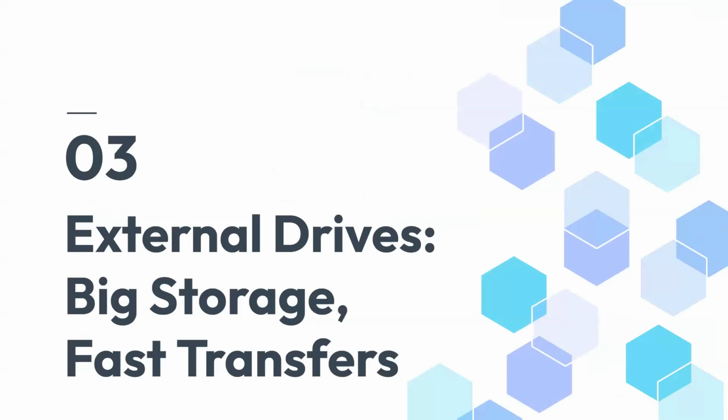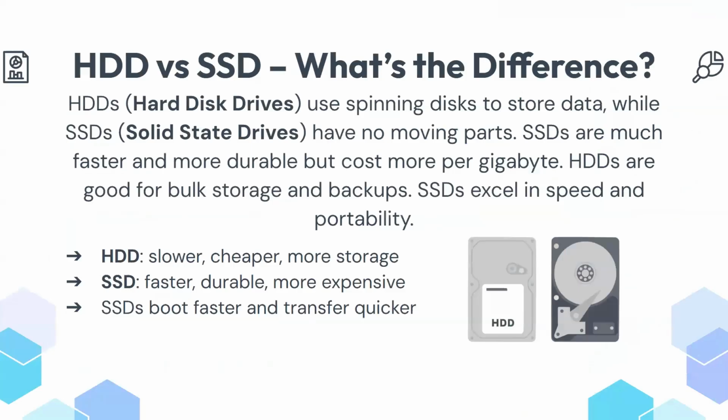So external drives: big storage, fast transfers. HDD versus SSD, what's the difference? HDDs, also known as hard disk drives, use spinning disks to store data, while SSDs, solid state drives, have no moving parts. SSDs are much faster and more durable, but cost more per gigabyte. HDDs are good for bulk storage and backup. SSDs excel in speed and portability. HDD is slower, cheaper, but has more storage. SSD is faster, durable, and more expensive.